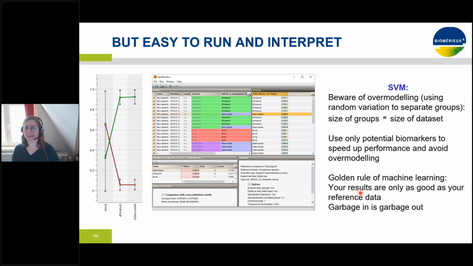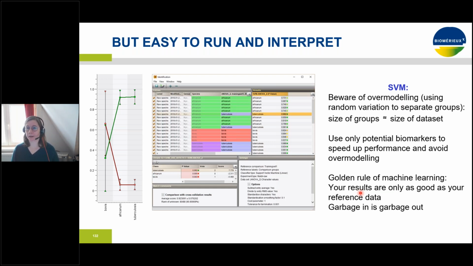Your identification will only be as good as your reference set. If you're using a reference set that is not representative of your true data, you will never get a good identification. It might look good on paper, but it won't work very well. The golden rule here is really garbage in, garbage out.